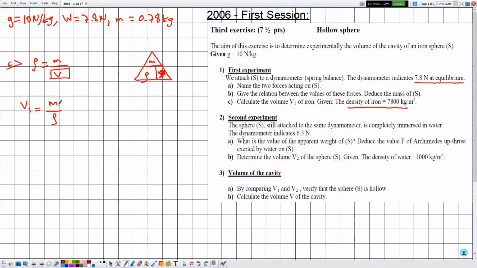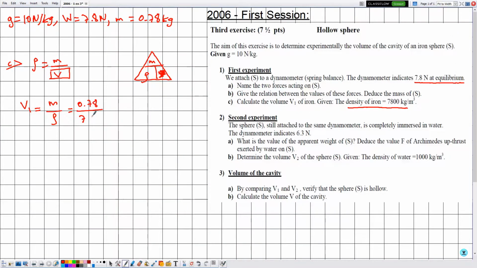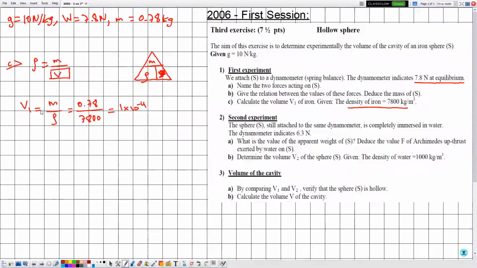Now the value of m is given by 0.78. The value of the density is given by 7,800. Plugging this fraction on the calculator, the value of V1 is given by 1 times 10 to the power minus 4. Since everything is expressed in the SI, the mass and the density, the volume V1 will be expressed in the SI, which is meter cube. Now V1 is equal to 1 times 10 to the power minus 4 meter cube.